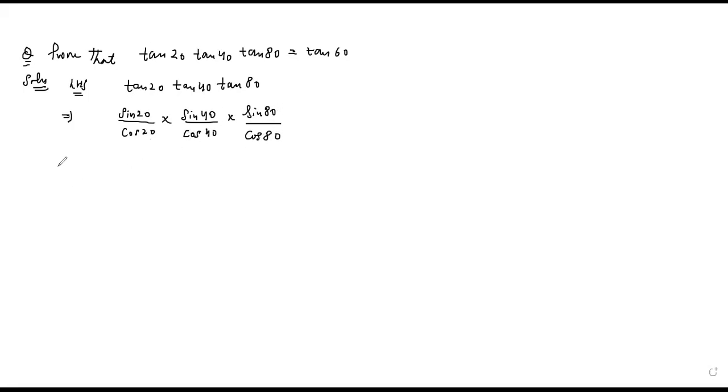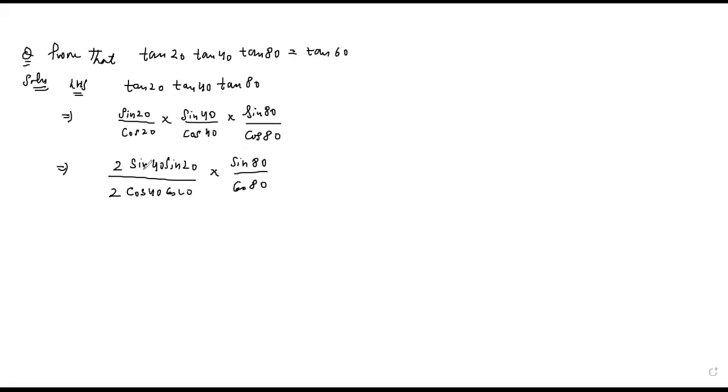So, which implies, now I want to go to the 10. 2 sin 40 sin 20, I grouped them and multiplied by 2, and similarly below, 2 cos 40 cos 20, is 2 sin 80 upon cos 80.